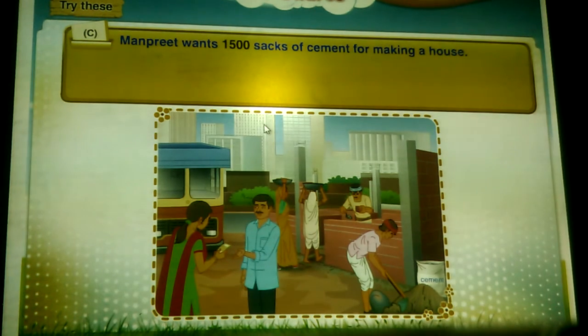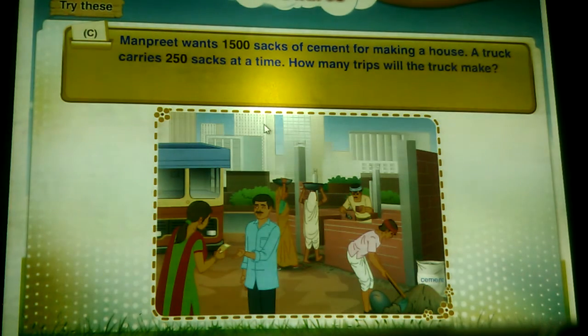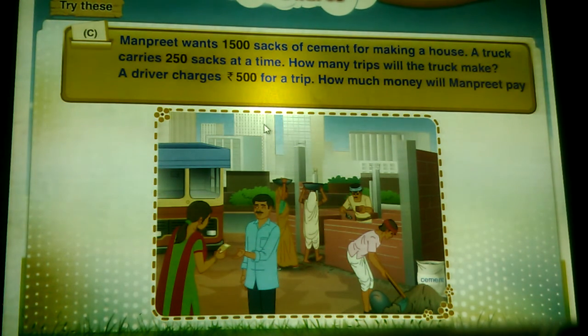C. Manpreet wants 1,500 sacks of cement for making a house. A truck carries 250 sacks at a time. How many trips will the truck make? A driver charges Rs 500 for a trip. How much money will Manpreet pay the driver for all the trips?